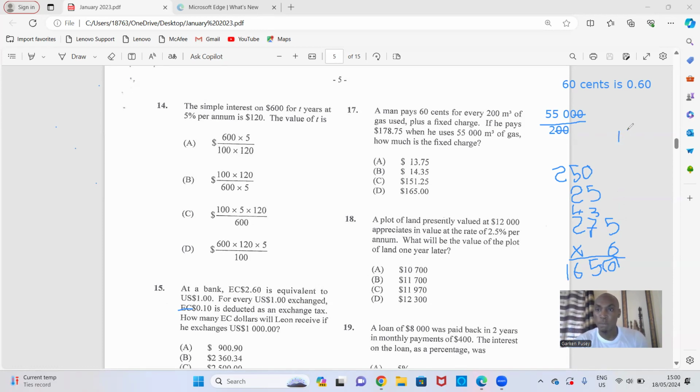So it means the man will pay $165 before that fixed charge. Then it says if he pays $178.75, this is inclusive of the fixed charge now. The question is asking how much is the fixed charge? If the original charge is 165 and the total charge is 178.75, how do I find the extra that will go on the 165 to make it 178.75? Of course, we're going to be subtracting. So we're going to subtract 165 from 178.75.